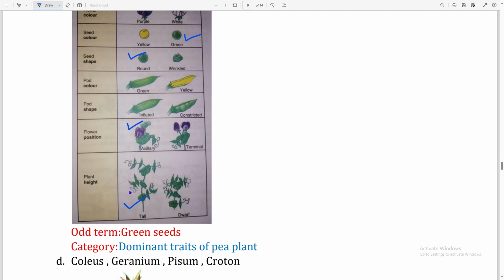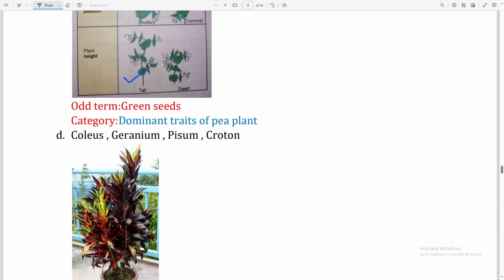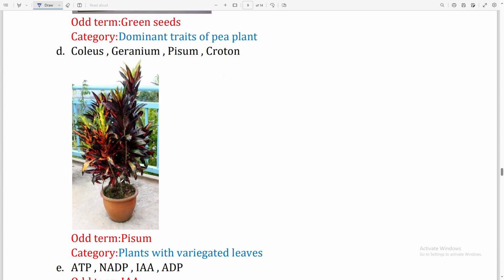Coleus, geranium, pisum, croton. Coleus, geranium and croton are the plants which contain variegated leaves. So the odd term is pisum. This is the name of the pea plant. So plants with variegated leaves. Don't write variegated plants, because the plant contains the variegated leaves. Variegated leaves means the leaves generally should be green in color, but in this case the leaves consist of varieties of colors, means green and non-green colors.